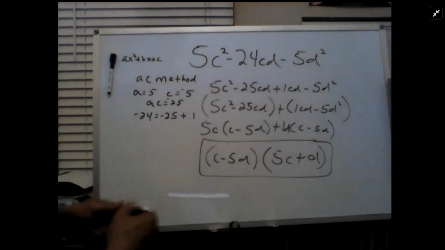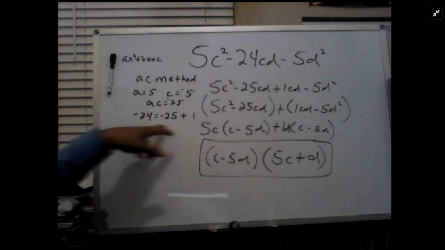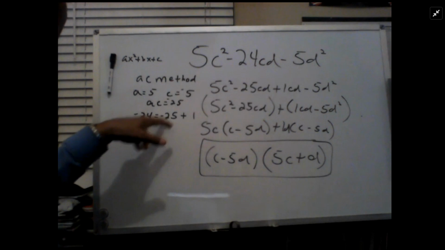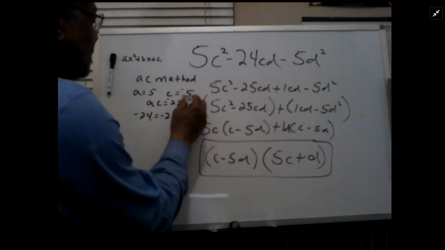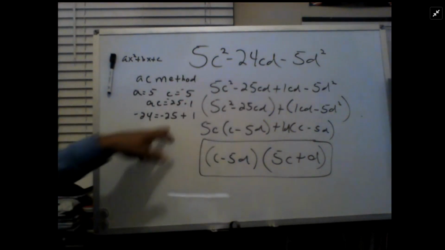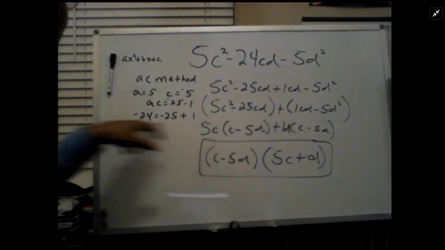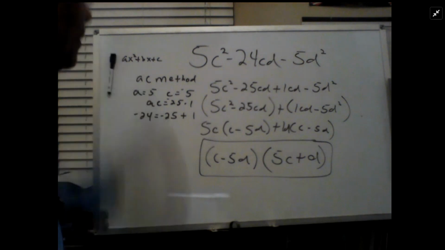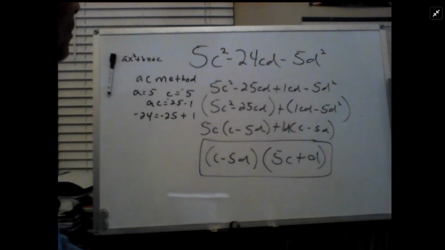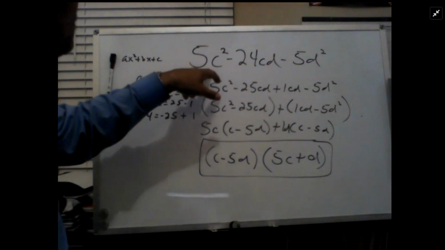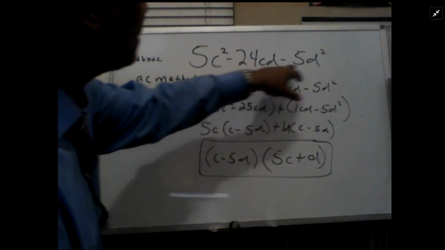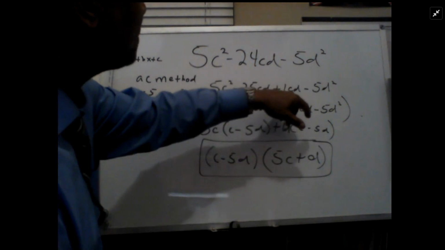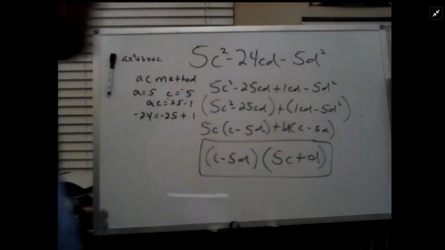And then, since the middle term is negative 24, we can get it by negative 25 times 1, which is negative 25. We can use negative 25 plus 1, which is negative 24, to break up the equation into 4 terms. We can use factor by grouping. So your 5c squared minus 24cd minus 5d squared becomes 5c squared minus 25cd plus 1cd minus 5d squared.